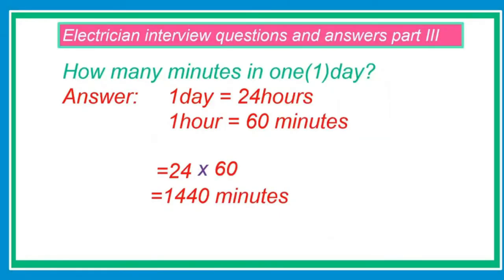Answer. We know that 1 day is equal to 24 hours and 1 hour is equal to 60 minutes. 24 times 60 is equal to 1,440 minutes.